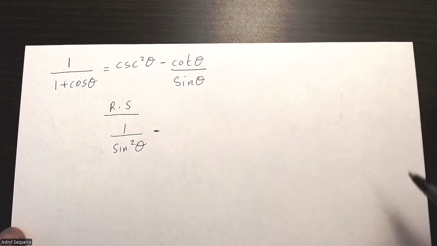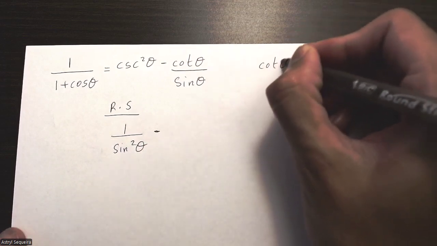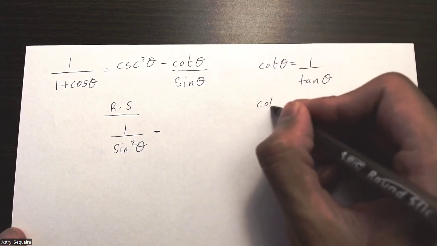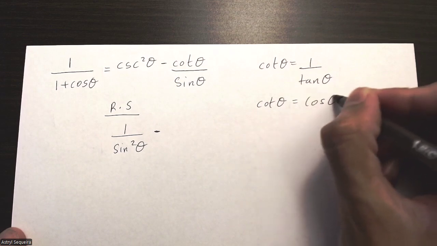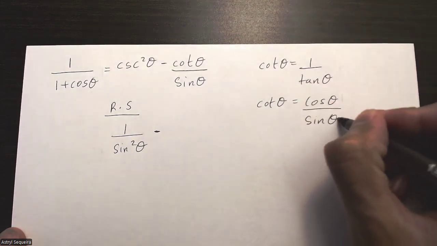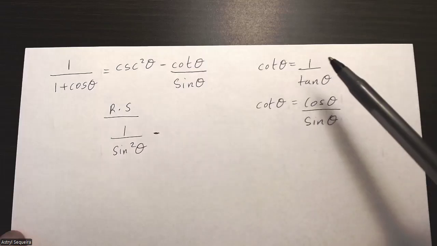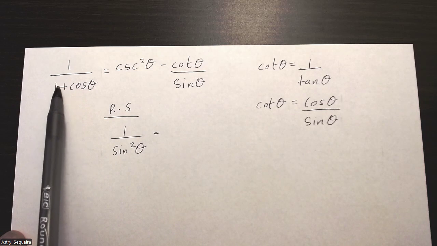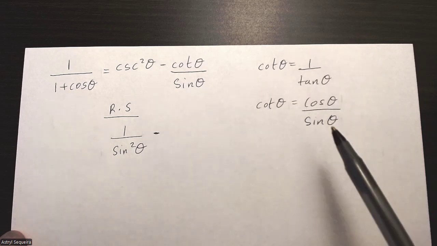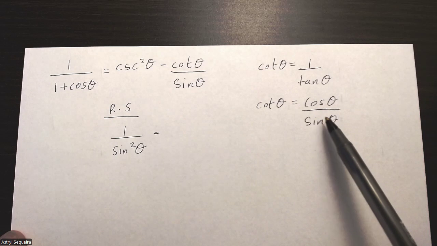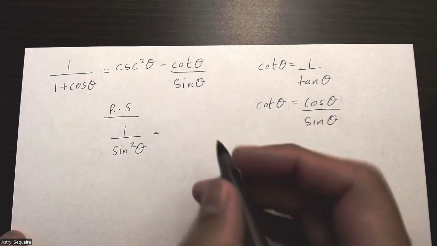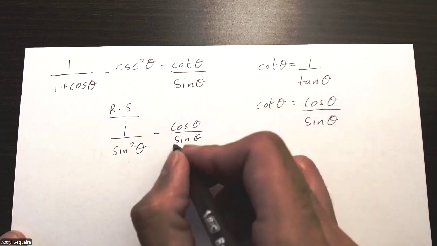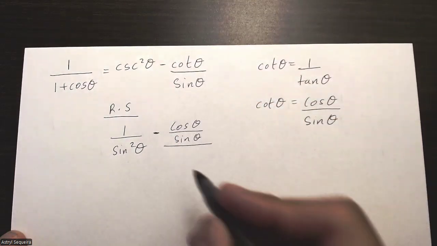And then cot theta has two formulas. Cot theta is 1 over tan theta. But cot theta is also cos theta over sine theta. In order to know which one to use, you always look at the other side. On the other side, I don't have any tans, so I'm not going to use the first formula. I'm going to use the second formula. I'm going to convert this cot into cos theta over sine theta, and then this is all divided by the sine theta on the bottom.